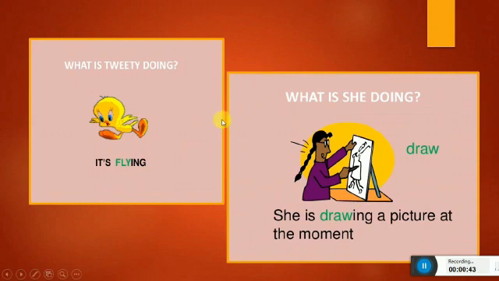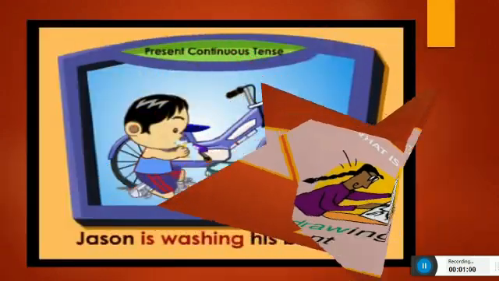Look at the first picture. What is Tweety doing? It's flying. Look at the other picture. What is she doing? She is drawing a picture at the moment. Let's see some other examples.